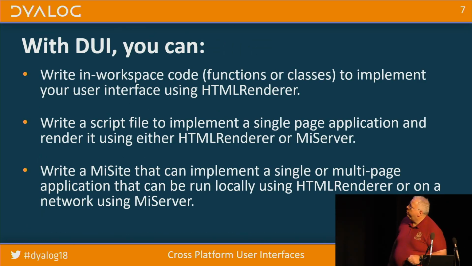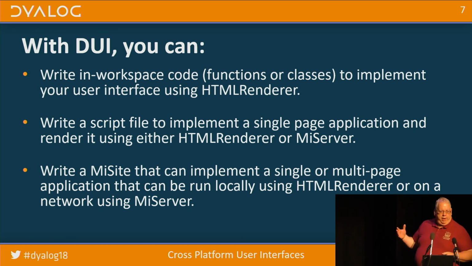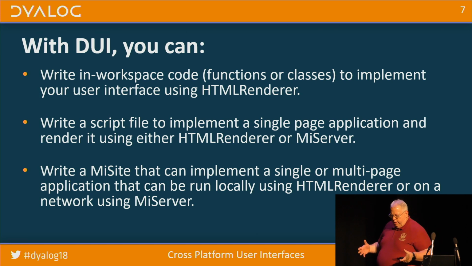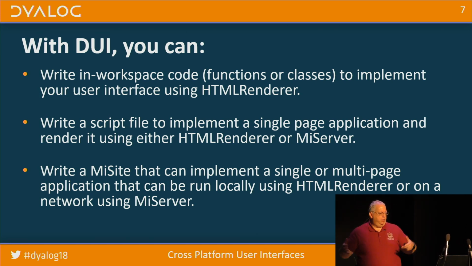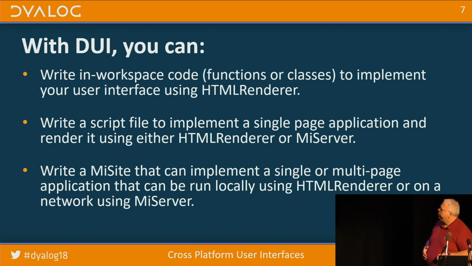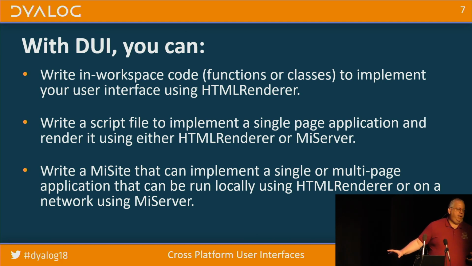So with GUI, you can write in workspace code functions or classes that implement the user interface that you want using HTMLRenderer. You can write a script file to implement a single page application and render it using either HTMLRenderer or MiServer. Or you can write a MiSite that includes configuration and styling and scripts and your own widgets and all kinds of things. So you can implement a single or a multi-page application that can be run locally using HTMLRenderer or across a network using MiServer without changing any code.